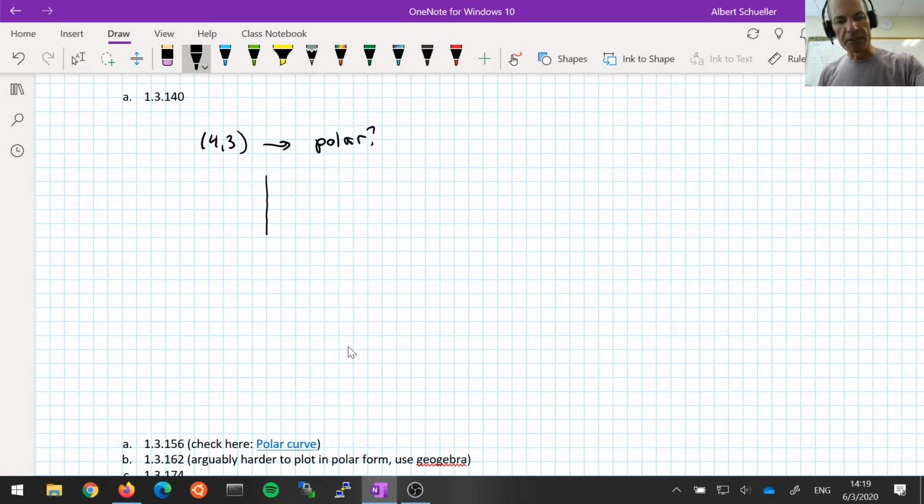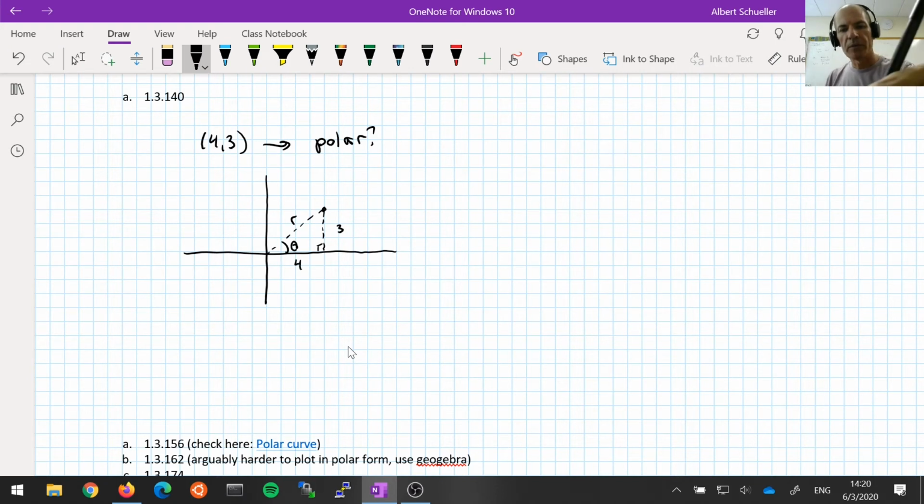I usually like to just start with a quick sketch to figure out where I am. 4, 3: 1, 2, 3, 4, 1, 2, 3, I'm here. And right triangles are really important in terms of moving back and forth between Cartesian and polar coordinates. So I almost always immediately draw that right triangle there. And our task, of course, is to figure out what theta and what r are for this point. We know that this side is 3, this side is 4.